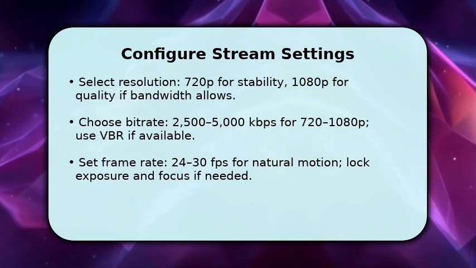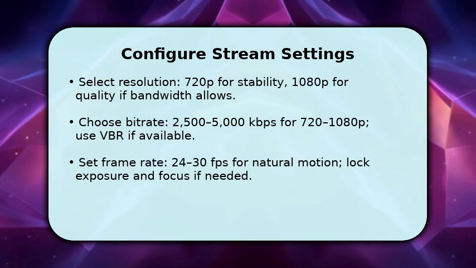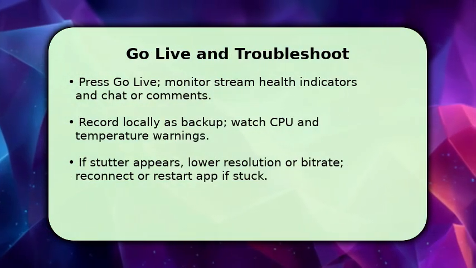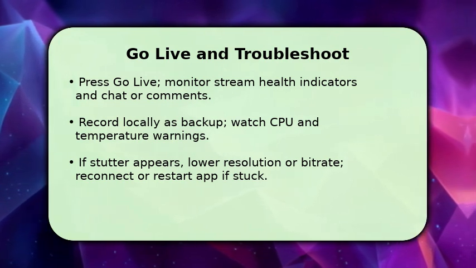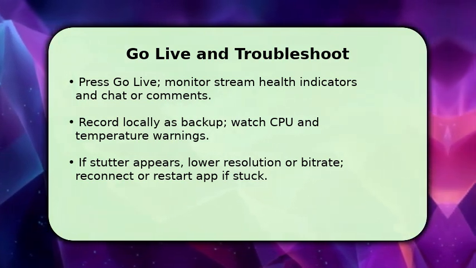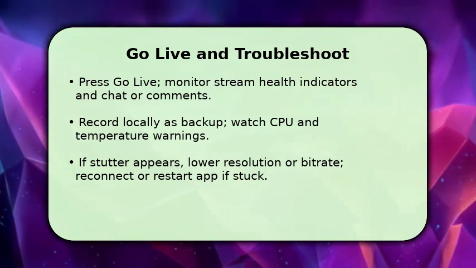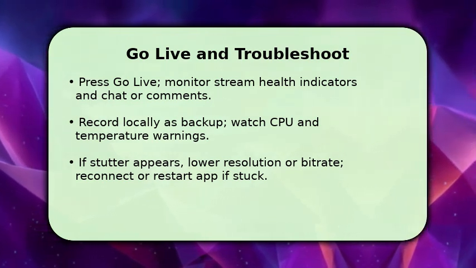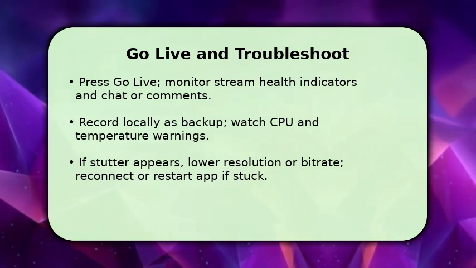Hit go live and watch the health meters for dropped frames, bitrate, or buffer warnings to catch issues early. Start local recording as a backup in case the stream fails and monitor CPU and device temperature. Long streams can overheat phones. If viewers report stutter, reduce resolution or bitrate or switch to a stronger network. If the app freezes, stop the stream, force quit, and relaunch. This usually clears camera locks and restores normal operation.